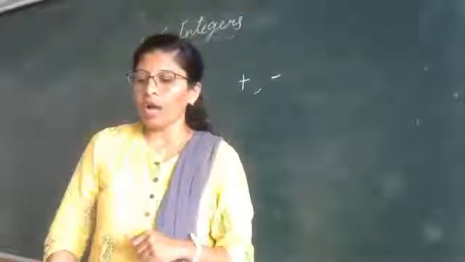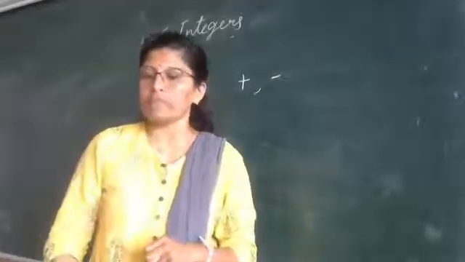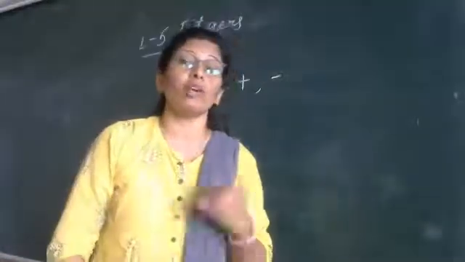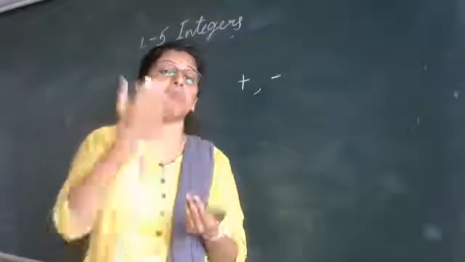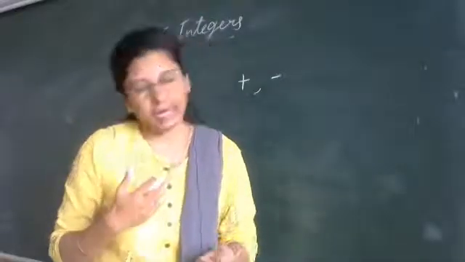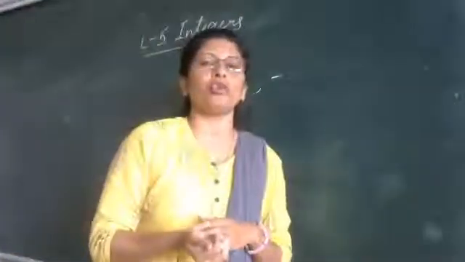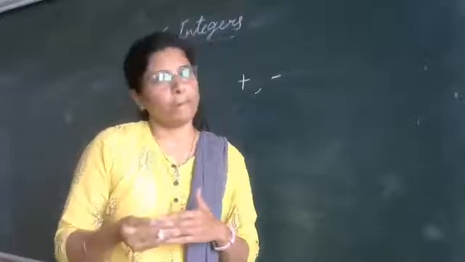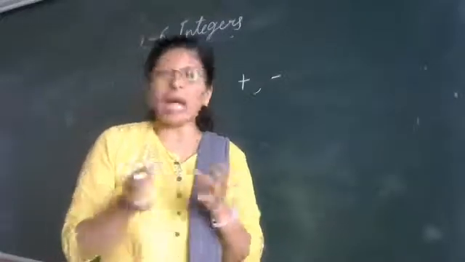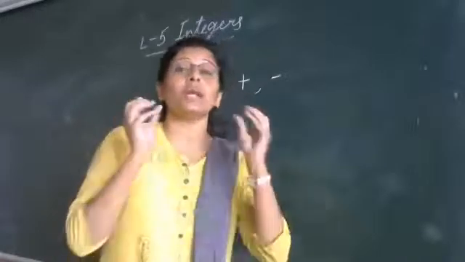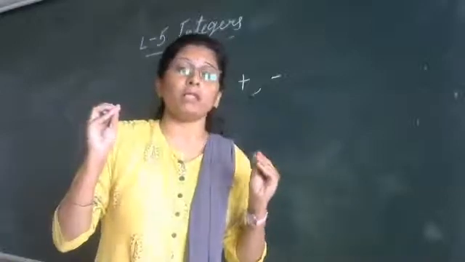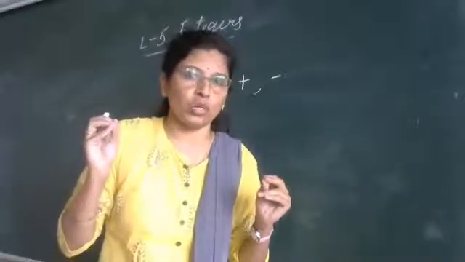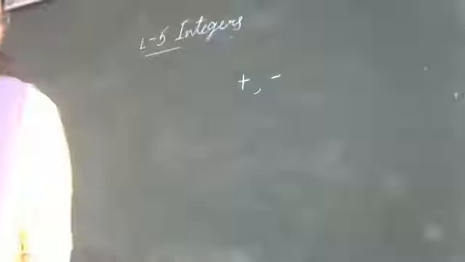Next, 1000 meter above the sea level. Plus. Yes. Now, withdrawal of rupees 1500 from bank. Withdrawal means we are removing the money. Minus, yes. Now, profit of rupees 30,000. Profit, plus. Okay. So like this, we can use negative and positive numbers in our daily life also. Okay.